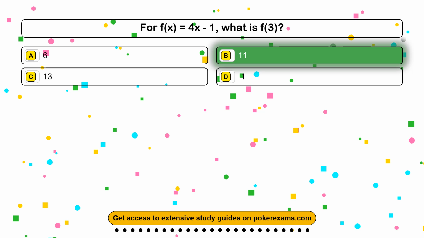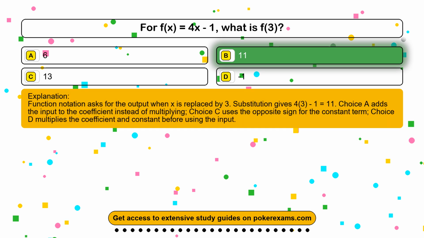The correct answer is option B, 11. Function notation asks for the output when x is replaced by 3. Substitution gives 4 times 3 minus 1 equals 11. Choice A adds the input to the coefficient instead of multiplying, choice C uses the opposite sign for the constant term, choice D multiplies the coefficient and constant before using the input.